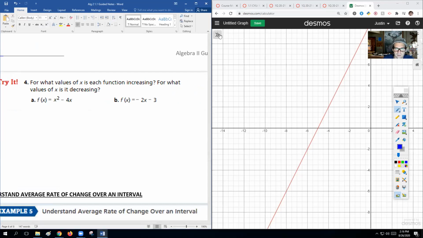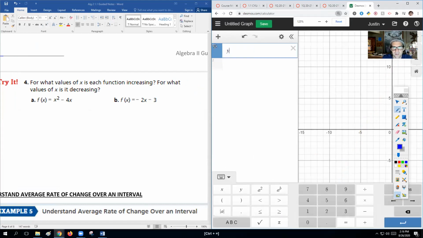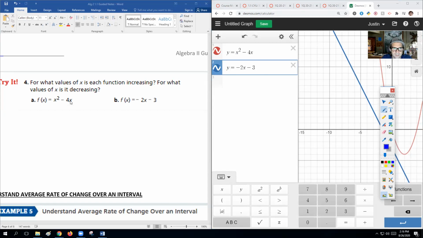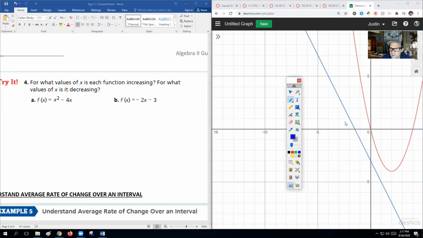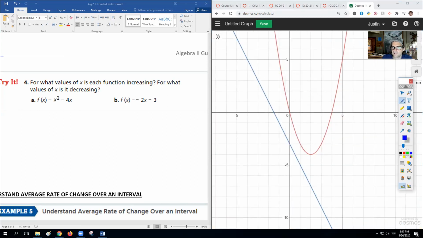I think I can. All right, let's see if I can look at both the graphs at the same time. So we got y equals x squared minus 4x, and then we got y equals negative 2x minus 3. Okay, that's a blue line there. All right, so red is A, blue is B. If you're colorblind, I apologize. Red is the curved parabola, B is the straight line.